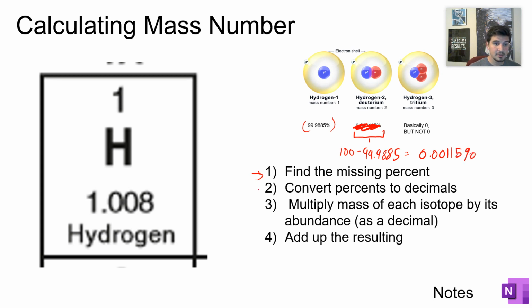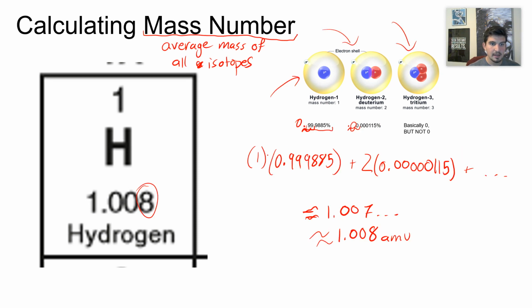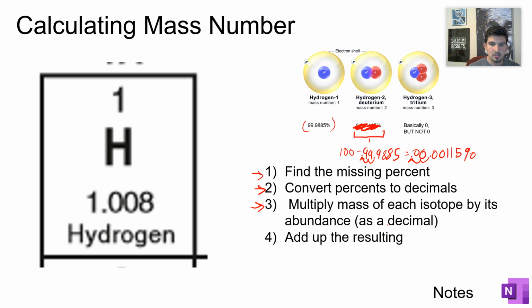After you found your missing percents, convert them into decimals. You can do that by moving the decimal over 2 times, or you can do that by dividing by 100, whichever you prefer. Next, you're going to multiply the mass of each isotope by its abundance. That's where I took the 1, which was the mass, and multiplied it by the abundance. Took the 2, which was the mass, multiplied it by the abundance. Make sure you're multiplying it as a decimal form. On our quiz, several people missed this because they forgot to change the percents into decimals, and it broke my heart.